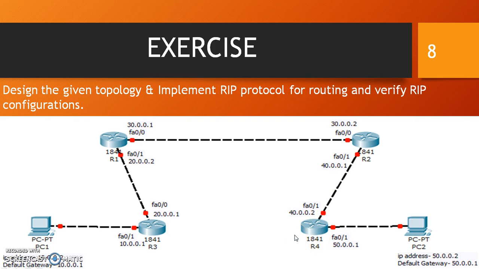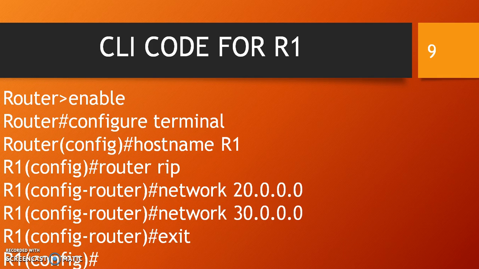So let us see how to configure this topology for implementing the RIP protocol. To configure the RIP protocol on router R1, we have to go to the configuration mode of the router. Once we are in the configuration mode of router R1, we can configure the RIP protocol by entering the command router rip. This command will enable the RIP protocol on router R1.